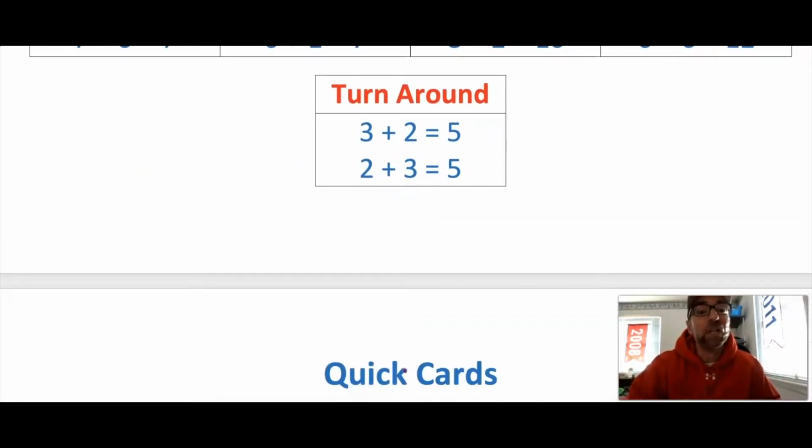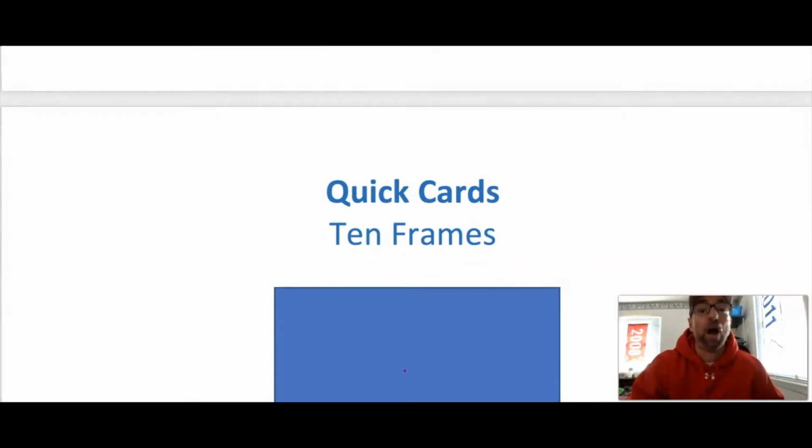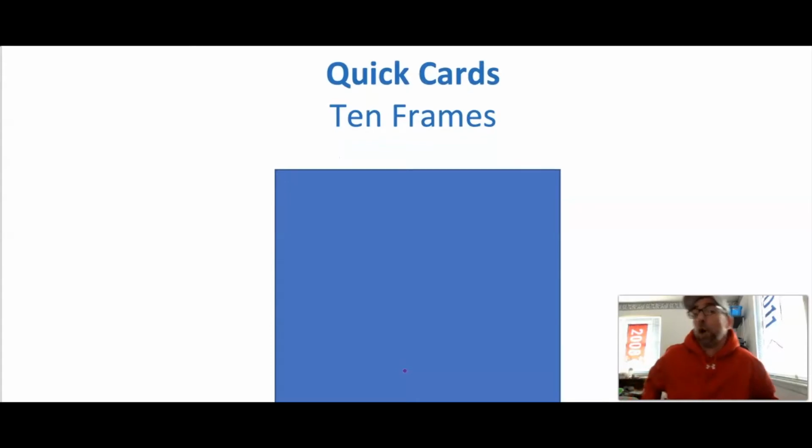Today we're going to take a look at another one of those strategies we've been working on. But we're going to start with using some of our quick cards. Now you might remember what a quick card is. A quick card appears very quickly. You won't have time to count all the dots that you see. So you're going to want to subitize it. Subitize it means to look and see if you can come up really quick with what the number is.